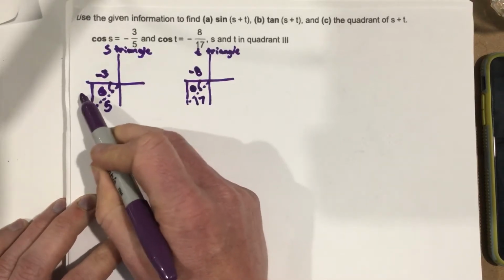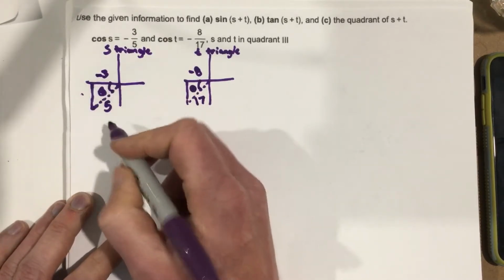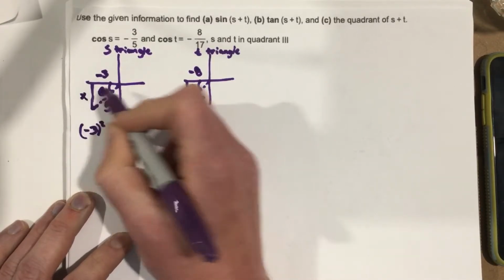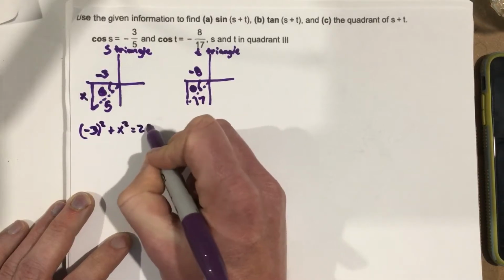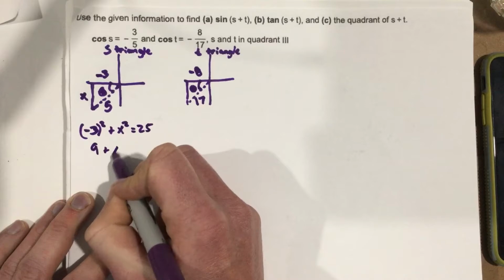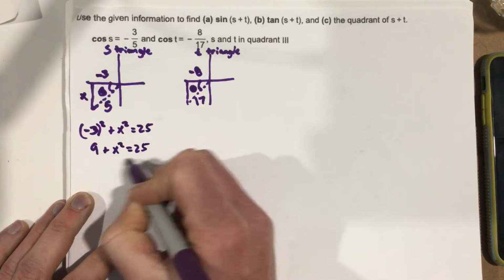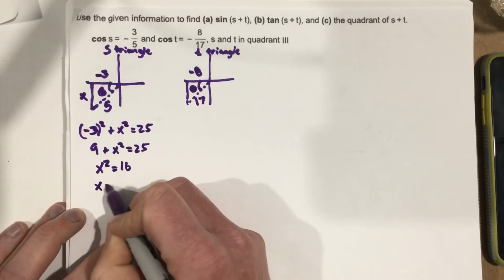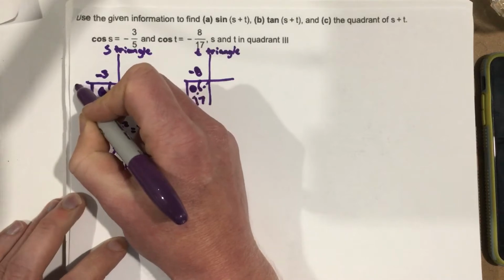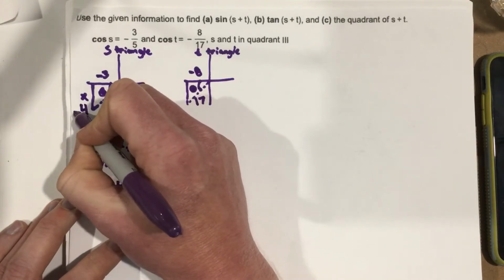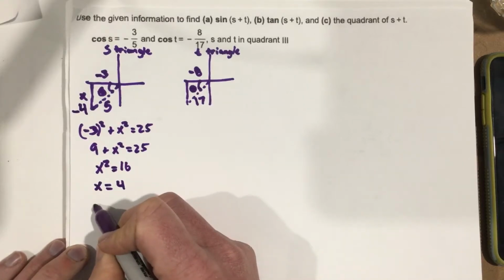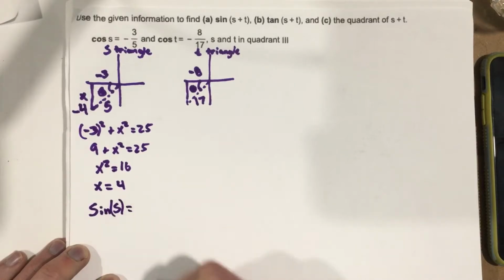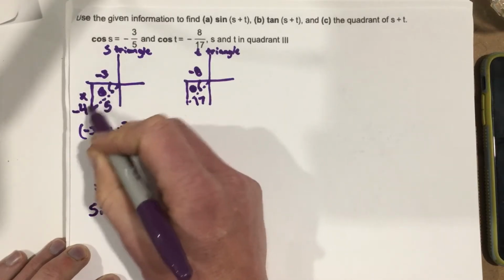Now I have to find this side here. So I need to use the Pythagorean theorem, and I'll say negative 3 squared plus, I'll call this x squared, equals 25. So that's 9 plus x squared equals 25. Subtract the 9, I get x squared equals 16. Square root it, and I get x equals 4. So I know that this is 4, but it's actually negative 4. So that tells me that sine of s, sometimes I like to put the parentheses just to make it look a bit better, sine of s is negative 4 over 5.